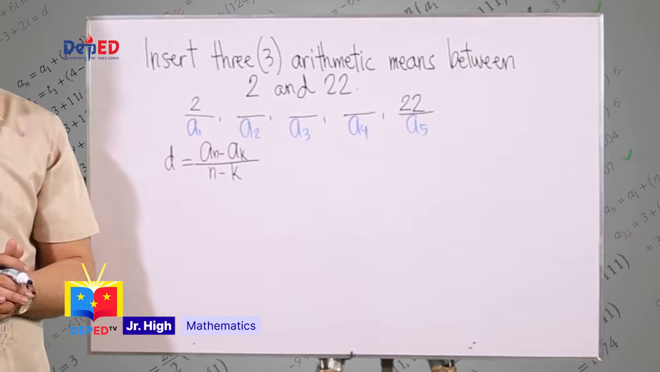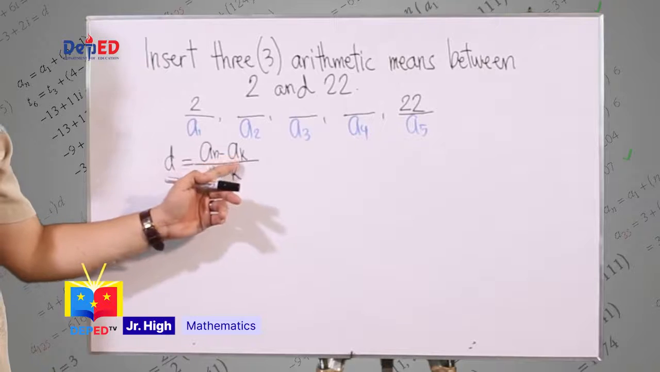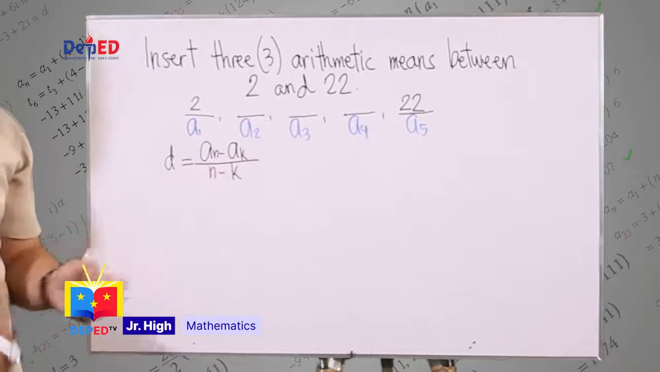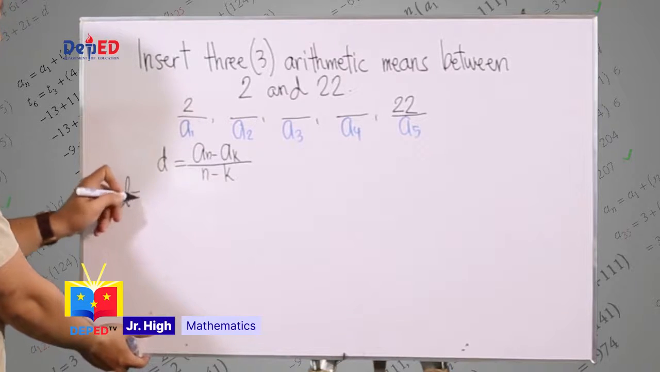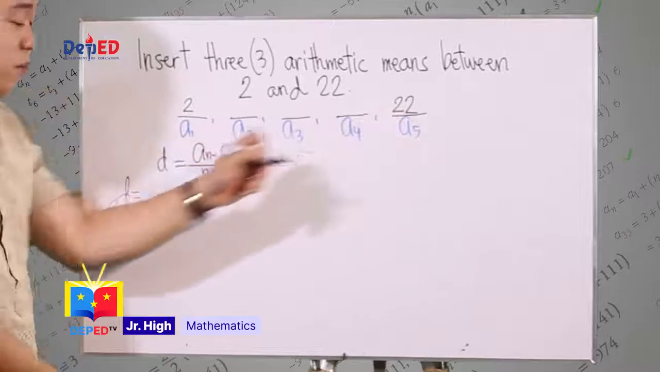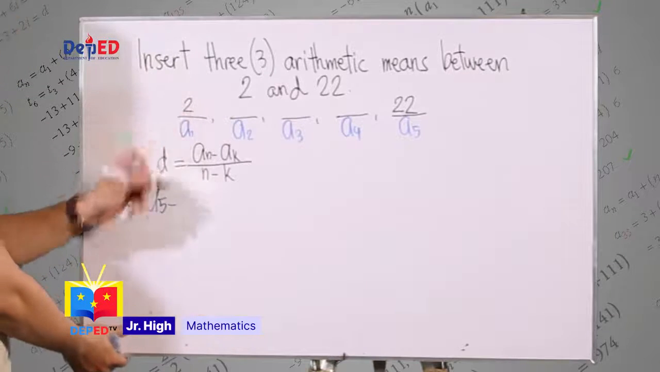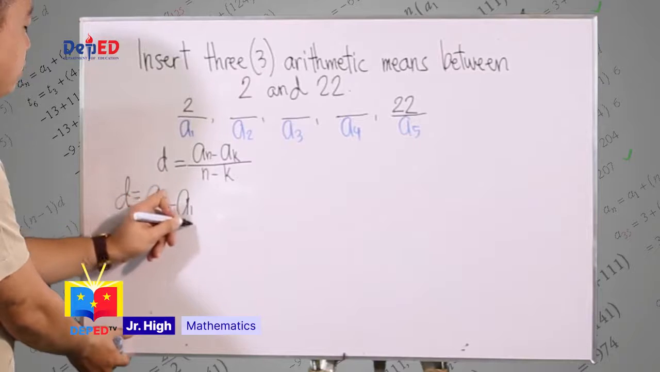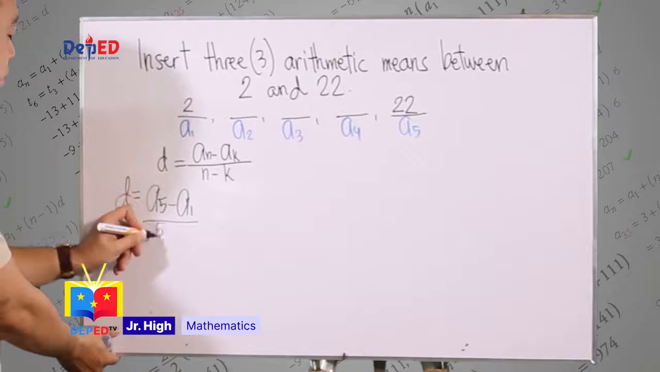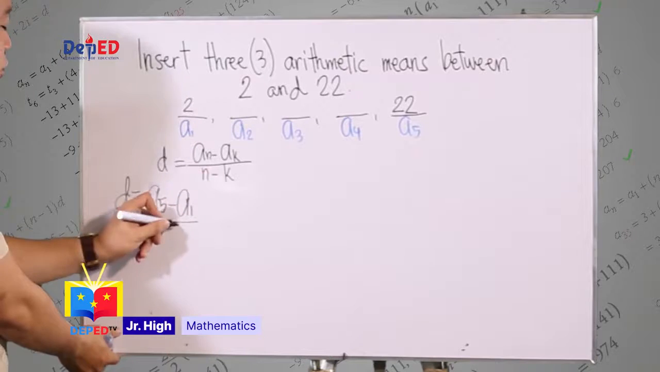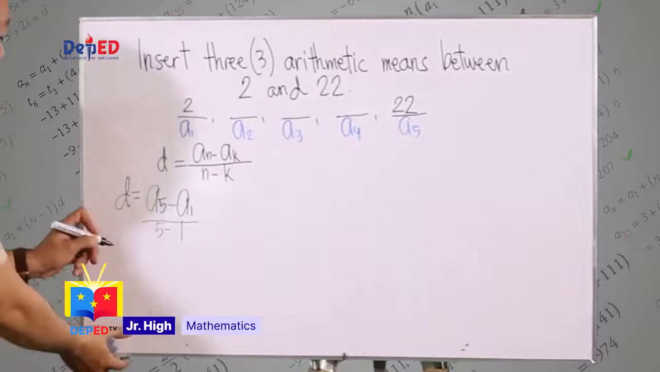Again, we will be using the formula d is equal to a sub n minus a sub k all over n minus k. We will have d is equal to a sub n. We will use the last term, or a sub 5 minus a sub 1, divided by, for n we will use 5, and for k we will use 1. Next, use the values for a sub 5 and a sub 1.